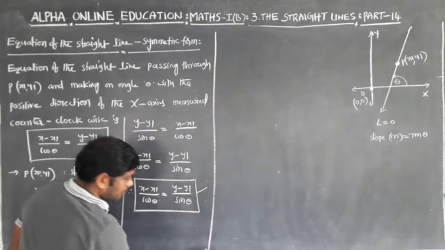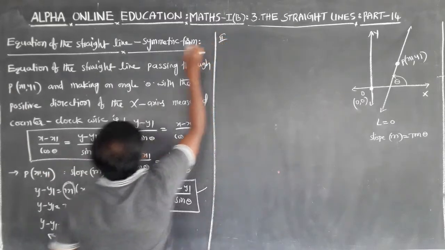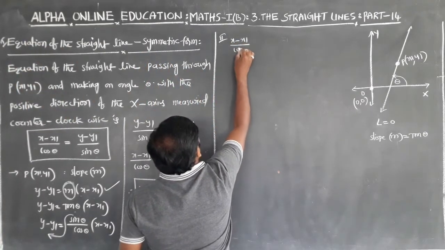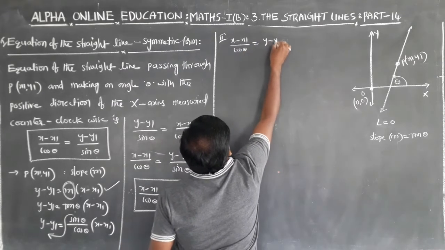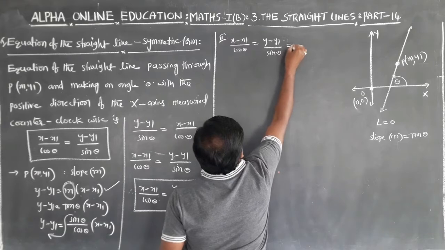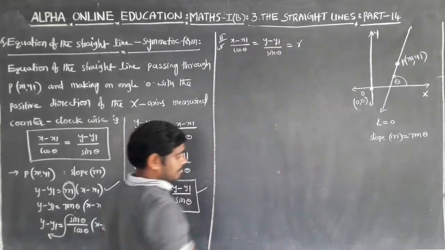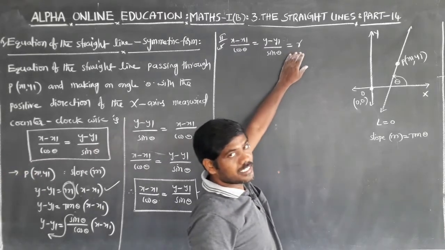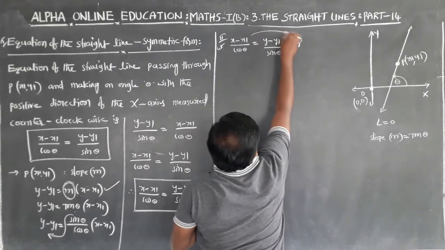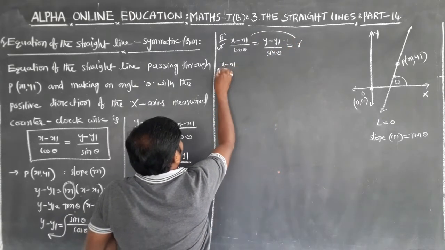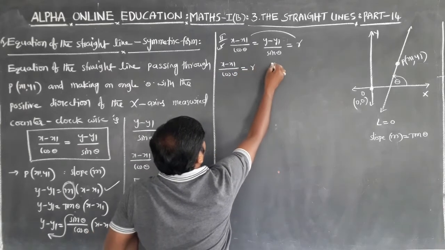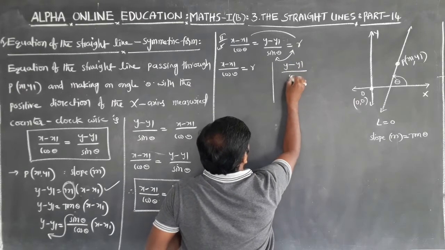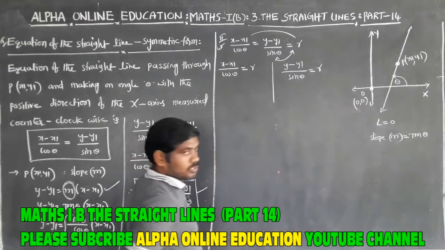Again, we prove one formula. The equation of the straight line in symmetric form is (x minus x1) by cos theta is equal to (y minus y1) by sin theta is equal to R. Equating first and last, (x minus x1) by cos theta is equal to R, and equating second and third, (y minus y1) by sin theta is equal to R.